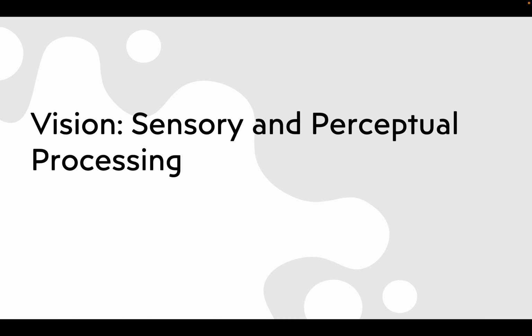So, the next part is vision. The next section we're going to talk about is vision, and how our vision is processed both on a sensory level and on a perceptual level. So sensory being the physical act of the input coming into our minds and our bodies, and then the perceptual processing, how do we interpret it?